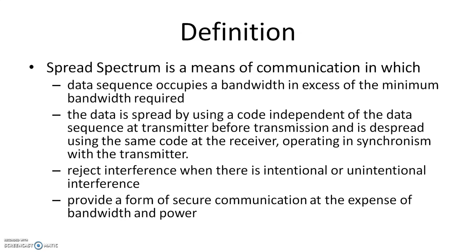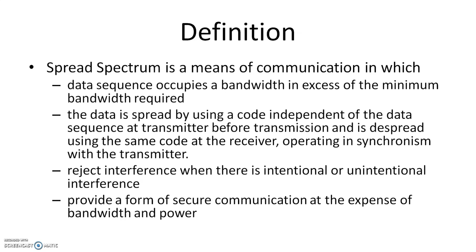So spread spectrum is a means of communication in which the data sequence occupies a bandwidth in excess of the minimum bandwidth required. And second, the data is spread by using a code independent of the data sequence at the transmitter before transmission, and is despread using the same code at the receiver. So before we transmit, we will spread our data. When we do spreading, obviously bandwidth will increase. And at the receiver we will use the same code to despread. So these two should work in synchronous. Spreading and despreading at the transmitter and the receiver respectively should work in synchronous.